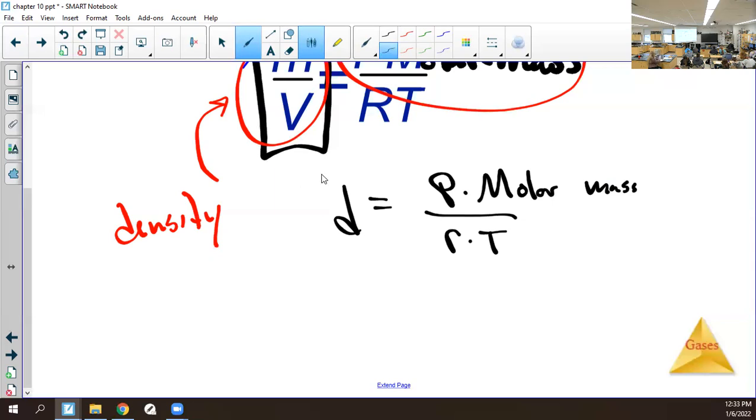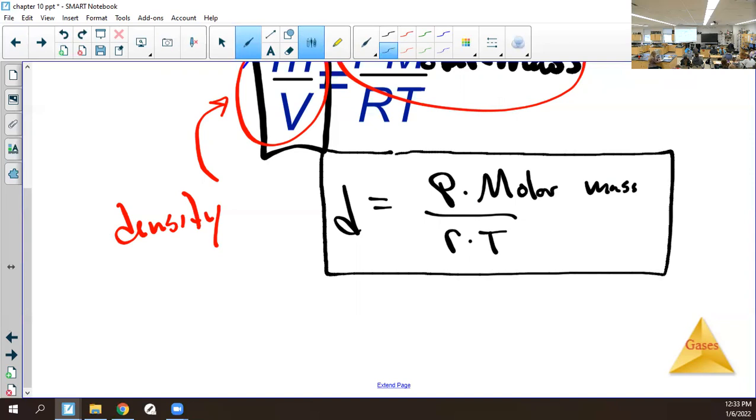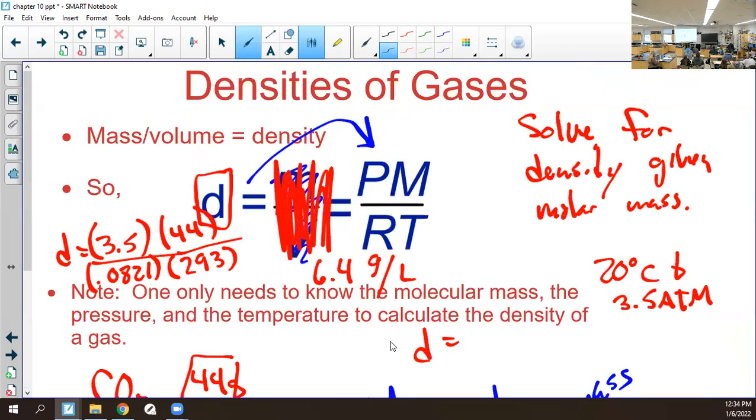Okay, this is an equation from PV = nRT that has just been manipulated a little bit to solve for density. All right, so density equals PM over RT. Note, one only needs to know the molecular mass, the pressure, and the temperature to calculate the density of a gas.